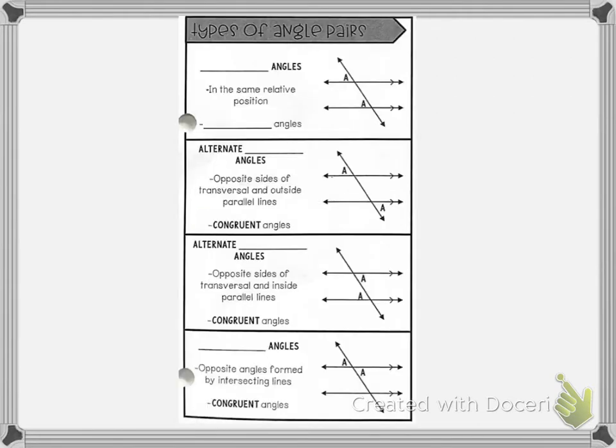Let's look at types of angle pairs. You do not have to memorize the names. That's for geometry in high school, but you do have to memorize what they have in common. Here, these are going to be corresponding angles. Those are whenever we have the parallel lines and this is the transversal, right? They are in the same corner of the box, so they have the same relative position. And these are congruent angles, so that means they are the same value.